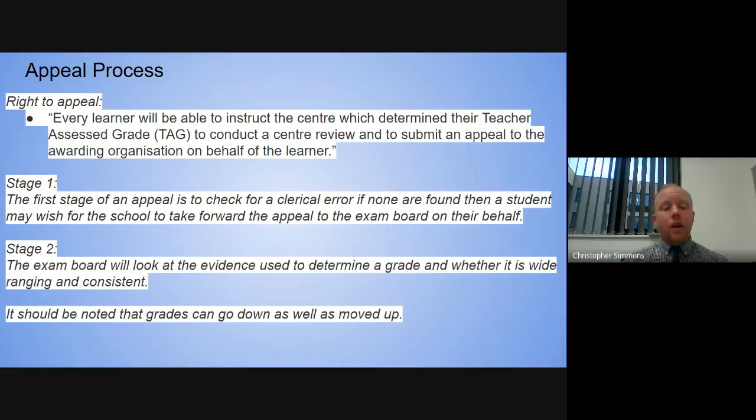Stage one, the first stage of an appeal, is to check for a clerical error. If none are found, then a student may wish for the school to take forward the appeal to the exam board, on their behalf. Stage two, the exam board will look at the evidence used to determine a grade and whether it is wide-ranging and consistent. It should be noted as well that grades can go up as well as down.